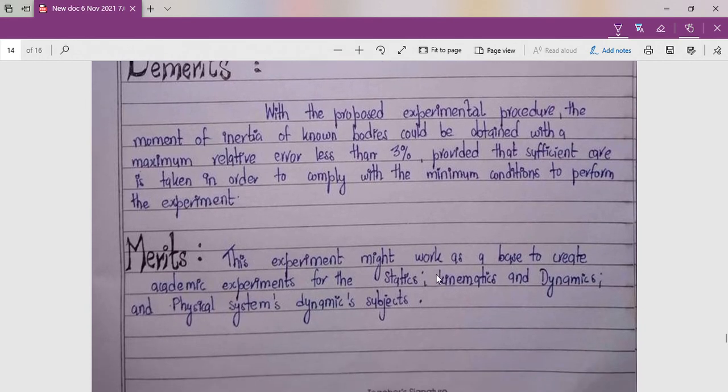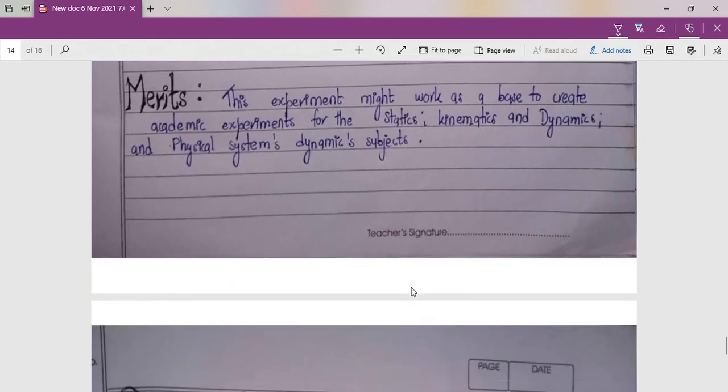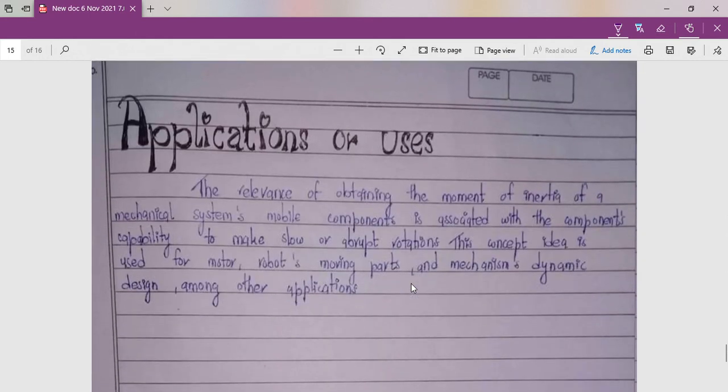This experiment might work as a base to create academic experiments for statics, kinematics, and dynamics, and physical systems dynamic subjects. Applications or uses. The relevance of obtaining the moment of inertia of a mechanical system's mobile components is associated with the component's capability to make slow or abrupt reactions. This concept's idea is used for motors, robots, moving parts, and mechanisms dynamic design, among other applications.